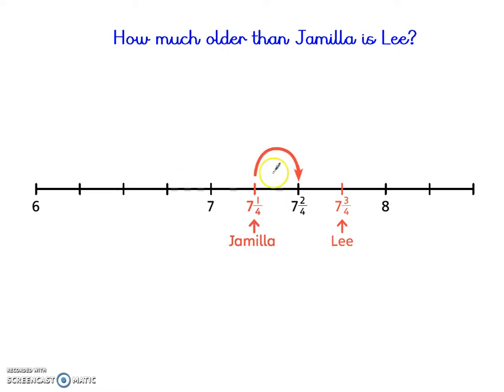So jumping from 7 and 1 quarter to 7 and 2 quarters is a jump of 1 quarter. And then we can make one more jump of 1 quarter. And the idea is I'll carry on making these jumps and carry on labelling these jumps until I get to where I need to be, which in this case is Lee at 7 and 3 quarters. And now we can see that I've got Jamila, and I've counted 1 quarter and then 1 quarter, or 1 quarter and 2 quarters to get to Lee.